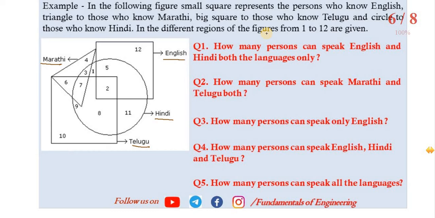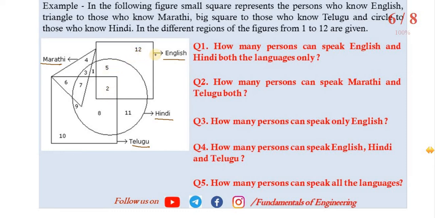Now, the first question. How many persons can speak English and Hindi, both languages only? English is the small square, and Hindi is the circle. They should not know a third language. They have to use only these two languages. So how many numbers are there? 12, 5 and 2.